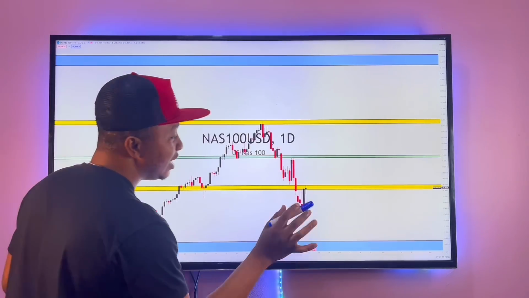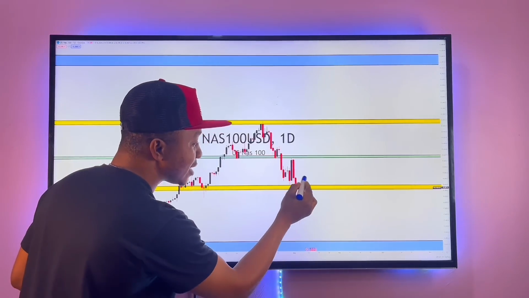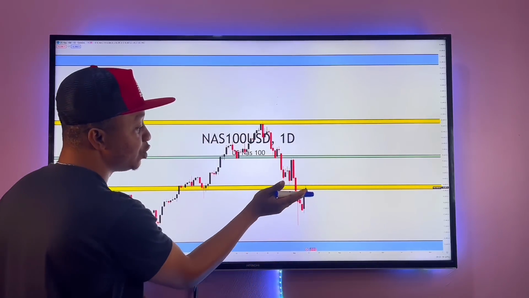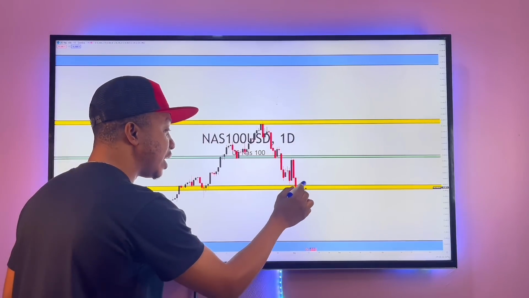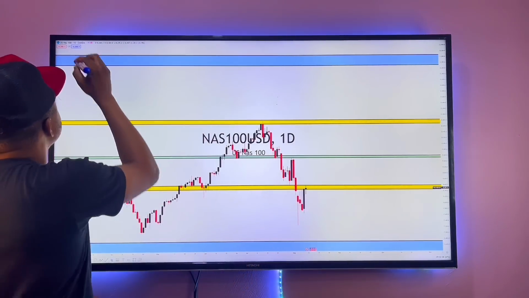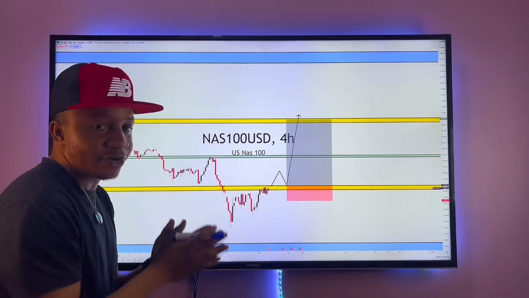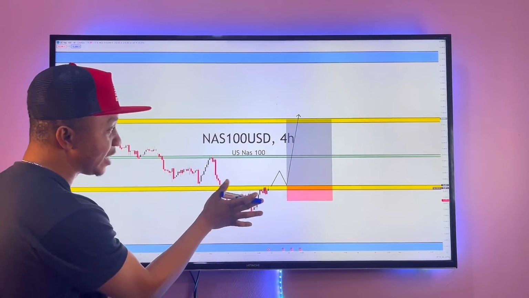So NAS100, let's take it further to daily time frame, understand how we'll be able to pick entry after the break of structure on this pair. So NAS100 onto the forward time frame for further understanding. Alright, so NAS100, this is the last time frame that we are ending the analysis on.